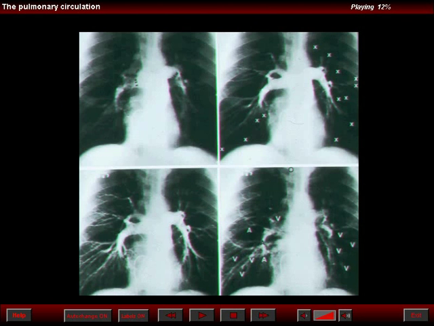These 4 images are of a pulmonary arteriogram, and they reveal the asymmetric pulmonary blood flow and the classic signs of pulmonary emphysema.